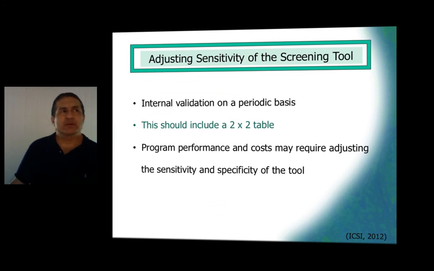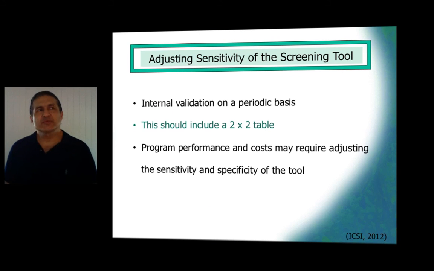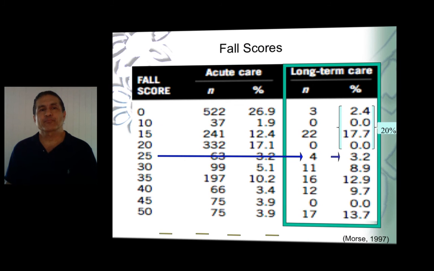The screening tool should be monitored periodically to manage sensitivity and specificity. This can be done with a 2x2 table. Program performance and cost may require adjusting the tool sensitivity and specificity. This is a table of scores for Morse's tool. It shows 4 people with a score of 25. People scoring less than 25 represented 20% of patients. If the program head increased the threshold score to 30, an additional 3.2% would not classify as high risk.